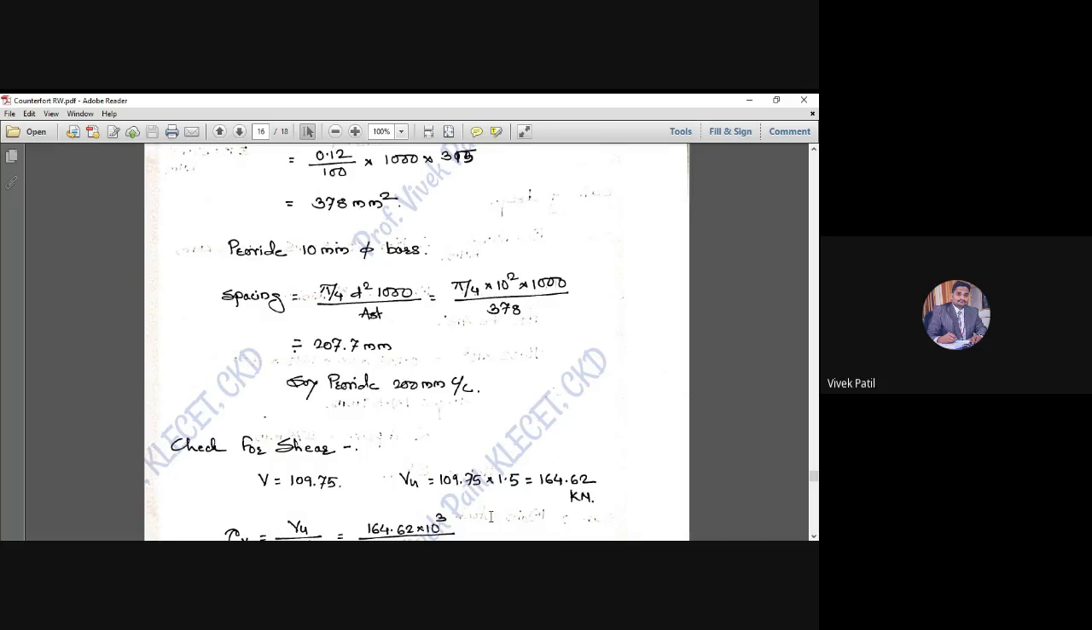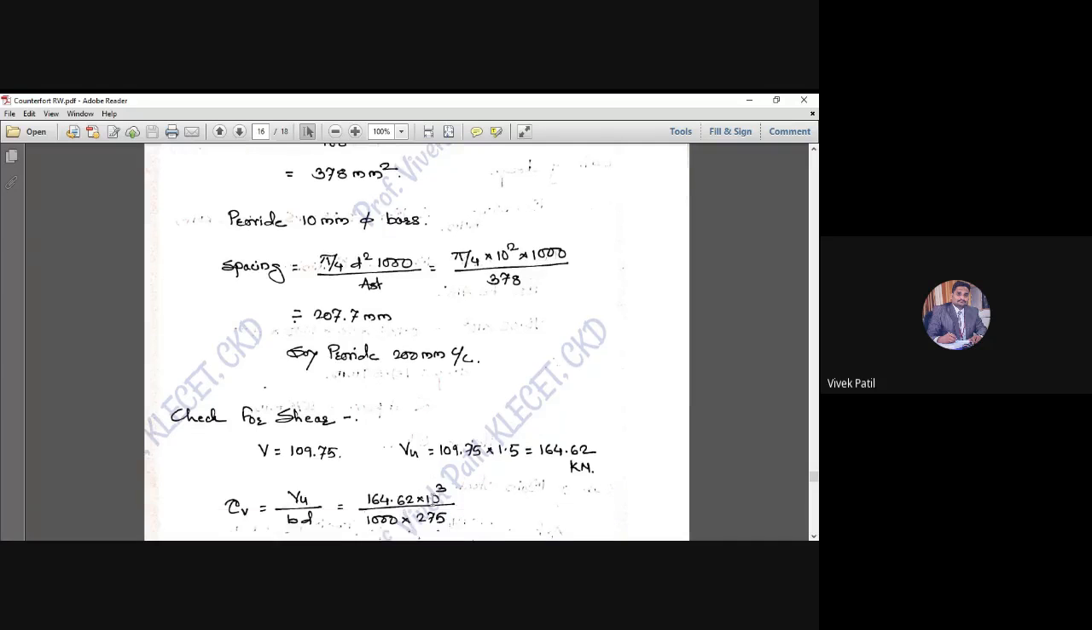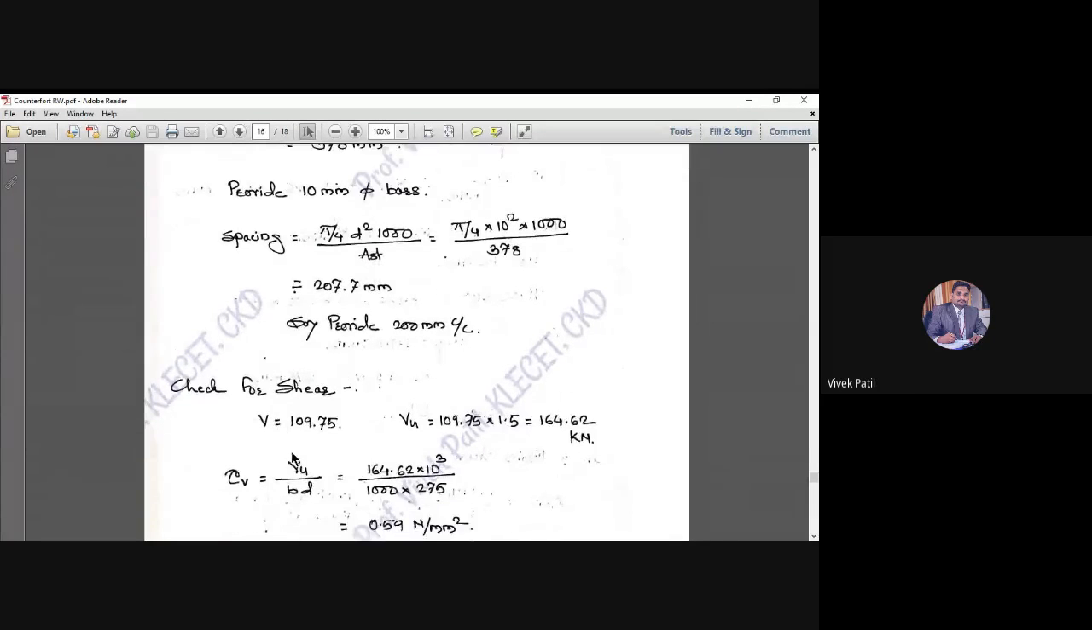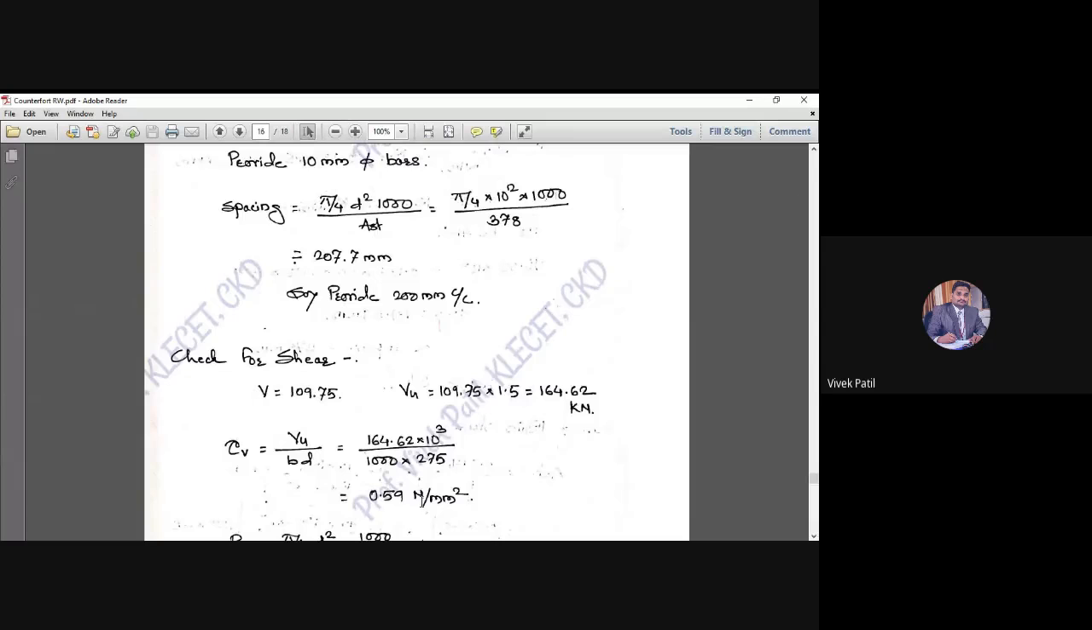165.7. Okay. Calculate tau V with the values. VU we know, 165 point something into 10 raised to 3, divided by B is 1000 and D is 275. 0.6. Okay, so it is 0.6.